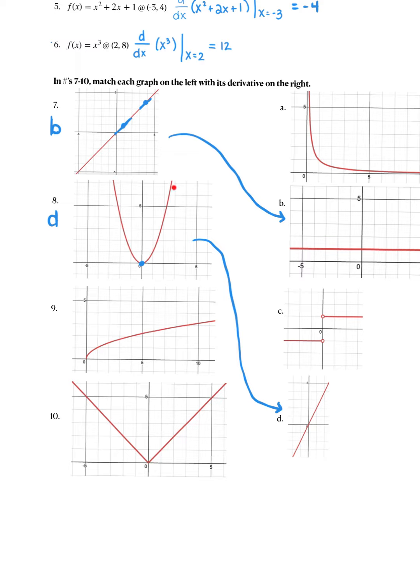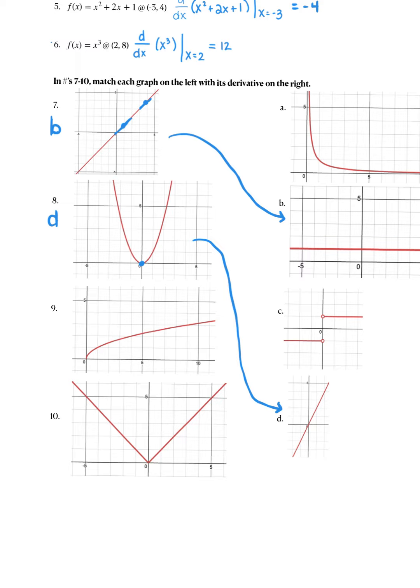After 0, my function is increasing, so that's where I would expect my derivative to be positive, and that's what I'm seeing here too. We're going to talk way more about this in class, I'm sure, but what's happening here is with a parabola, the rate of change is changing, but it's changing at a constant rate, and that's why we have a linear function for the derivative.